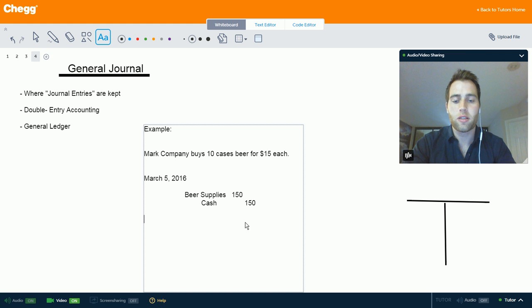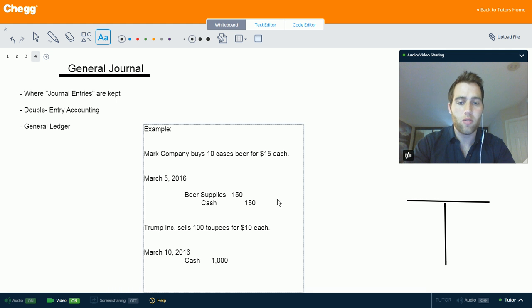I'll show you another example of, say, when a sale happens. So let's say Trump Incorporated sells 100 toupees for $10 each. So that's another example. Okay, so we would put a date. Just make up a date here. And let's say that Trump Incorporated gets paid in cash. So we're going to debit cash now for $1,000. In the last example, cash was going out of the business, so we credit it, but in this case, cash is coming into the business, so we're debiting cash.